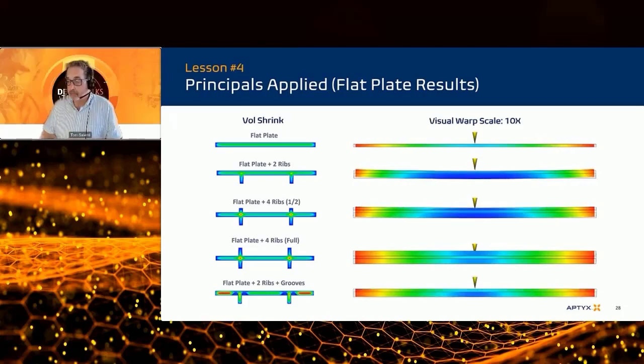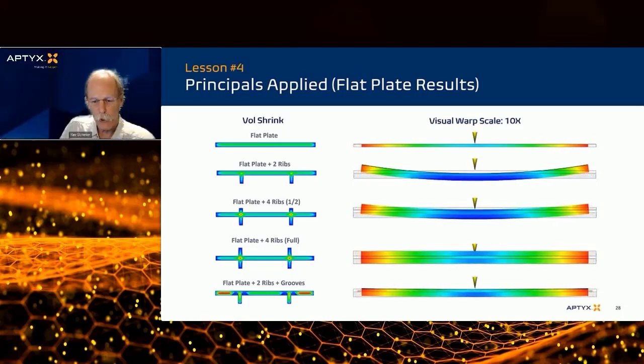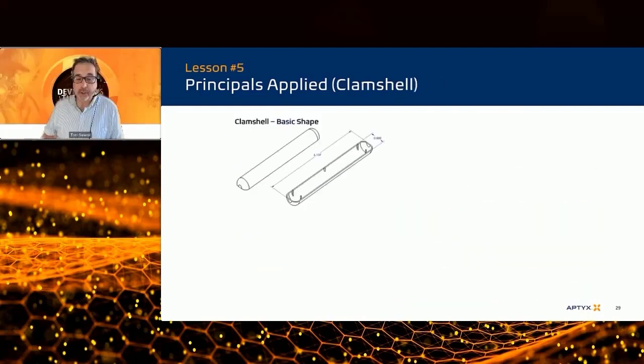All right. So there's this lesson on what you can do with ribs and grooves and volumetric shrink to manipulate it. So now we're going to take this over into a little more different design. And this would be a clamshell. We'd had a question about the previous slide. Oh, yeah. Someone had asked, why grooves and ribs?